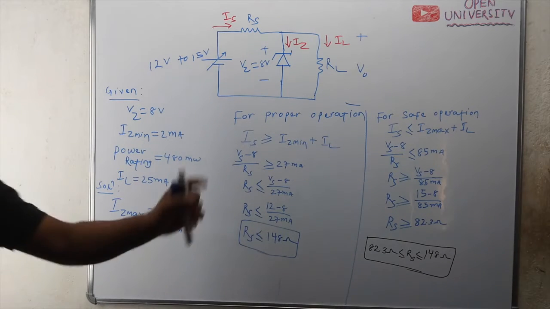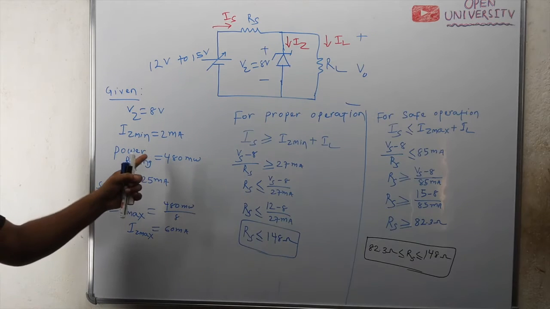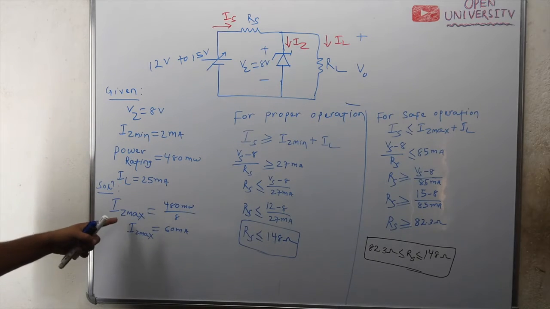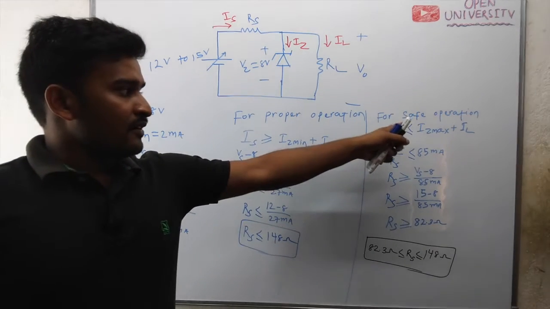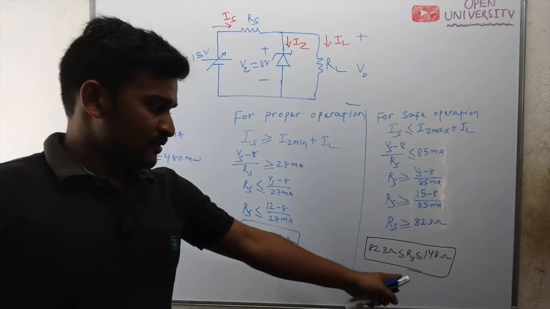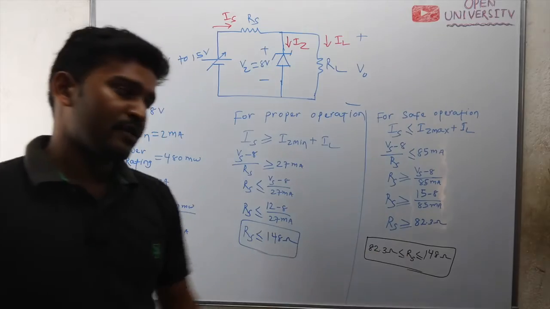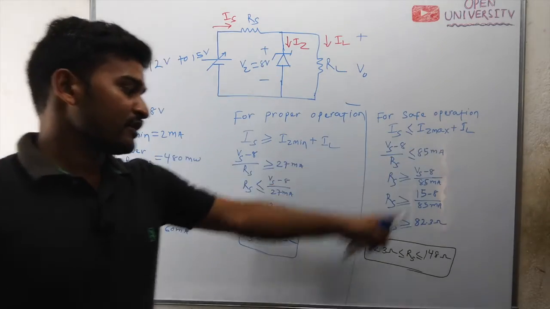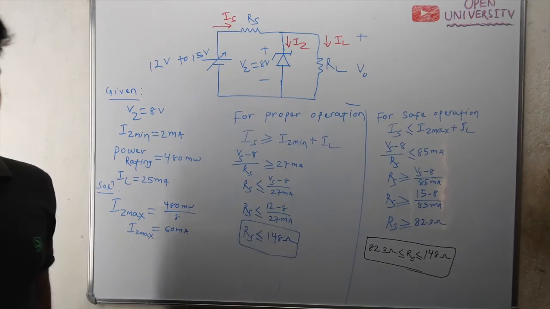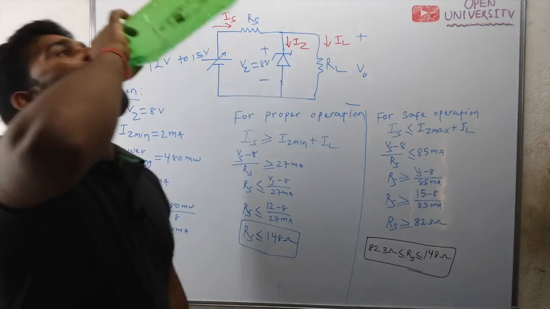Here in this question, the power rating was given so that I am able to calculate IZ max, and for that I am using this expression so that I get the minimum value of RS. If IZ max or the power rating is not given, then the answer will be RS less than 148 ohm.